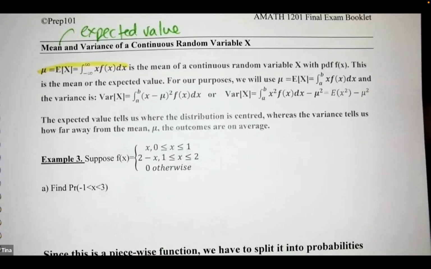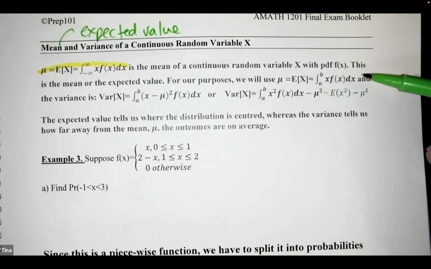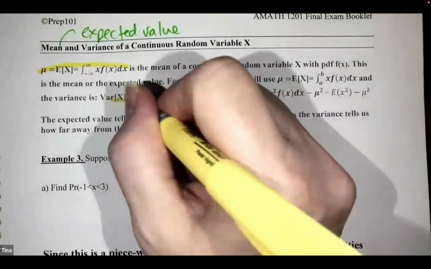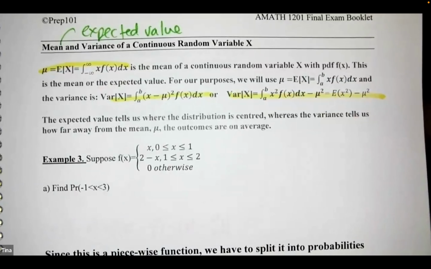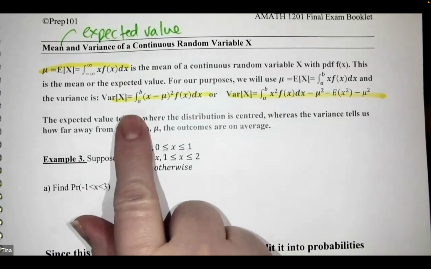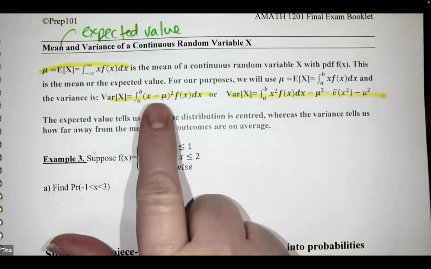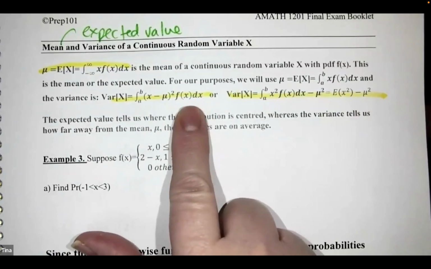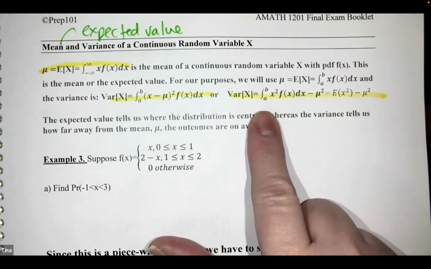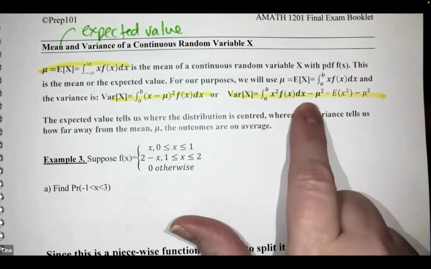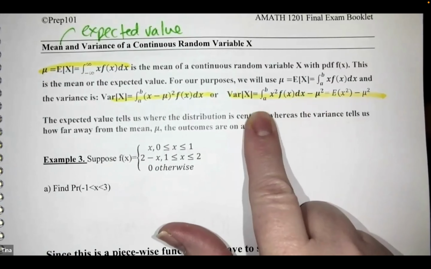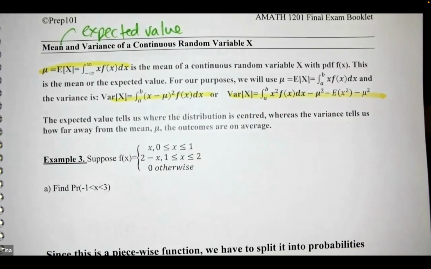So for the purpose of this course, it's just going to be the integral from a to b of x f of x. And the variance is, again, 2 different possibilities, right? So your choice. You can do the integral from a to b of x minus the mean squared times f of x. Or you can do e of x squared minus mean squared. E of x squared would be the integral from a to b of x squared f of x. So again, it's going to be your choice.